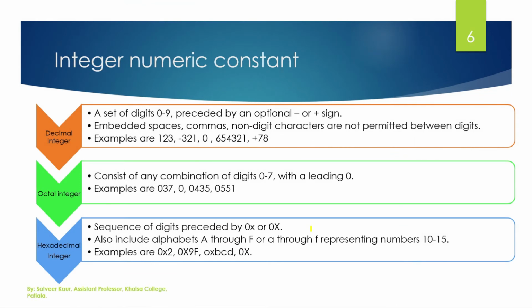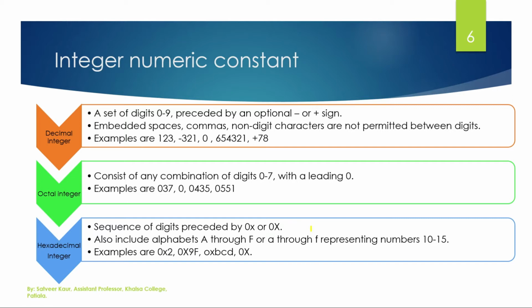The first is decimal integer. It is a set of digits 0 to 9. It can be preceded by an optional minus or plus sign. Embedded spaces, commas, non-digit characters are not permitted between these digits. For example, 123, minus 321, 0, 654321, plus 78, etc.